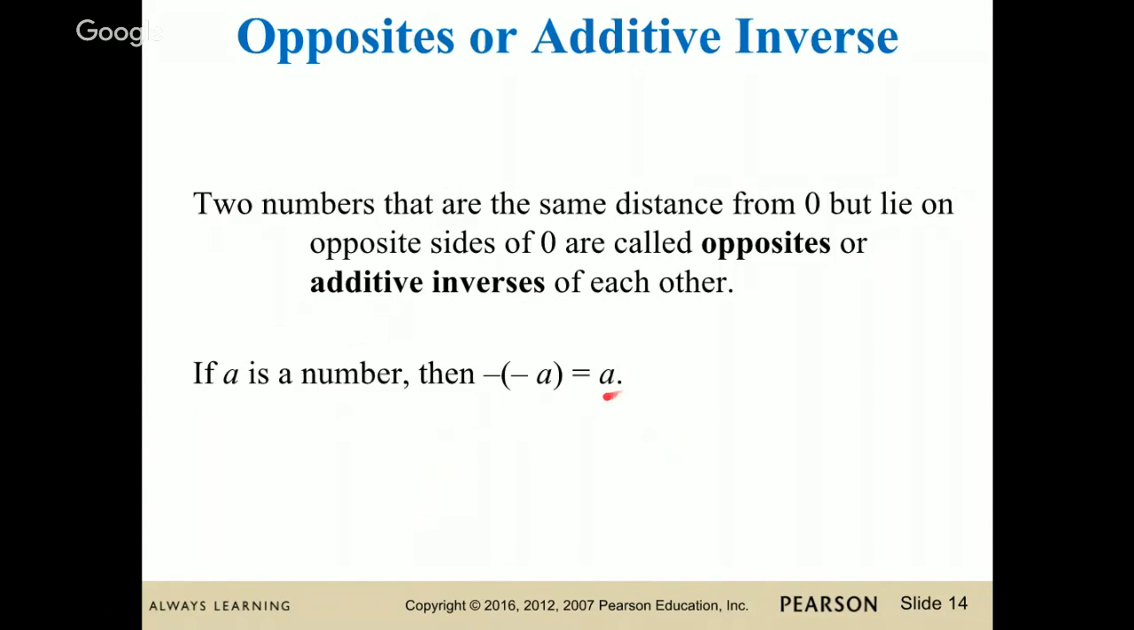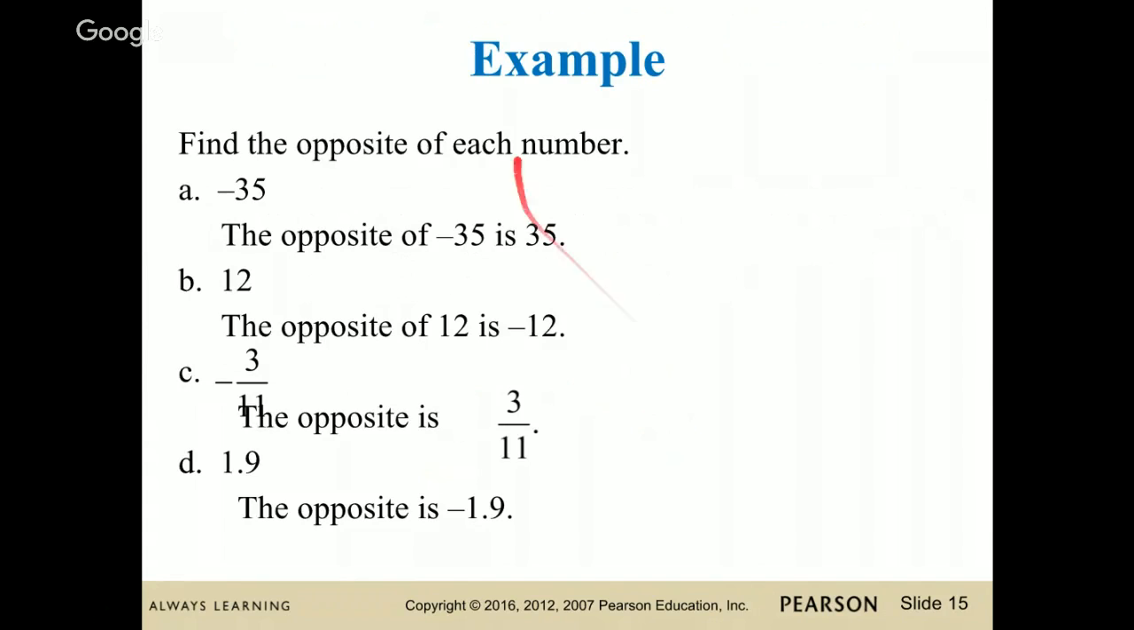a +a. So really all they want is if you have like -2, what's the opposite of -2? It's going to be a +2, okay? So the opposite of each number. -35, you want the opposite of that, you change that to a positive, it's +35. 12, you want the opposite of that, add the line, it's going to be a -12.